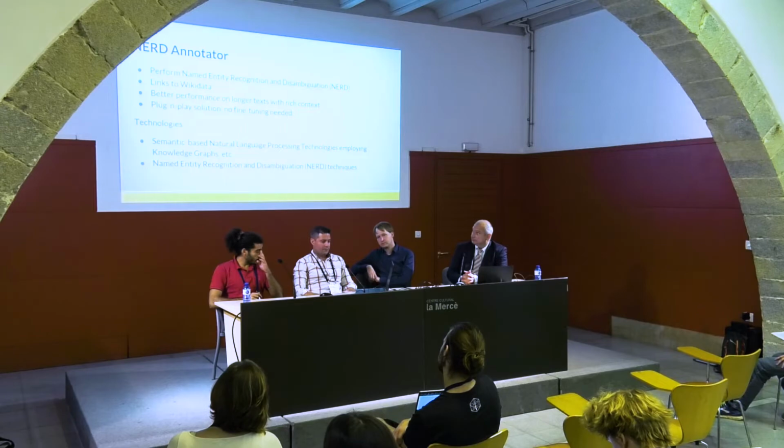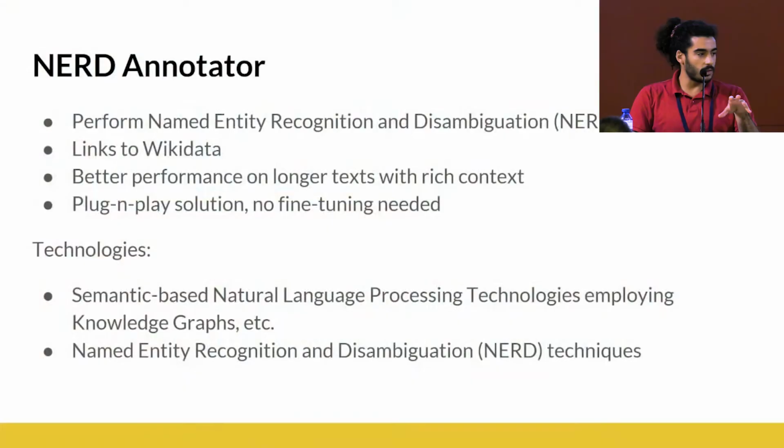First, we have the NER annotator, as said. Basically, it performs named entity recognition and disambiguation. What this means is that you have a text, and the tool itself finds the named entities. Named entities can be persons, place names, organizations, institutions. And then, after it finds some potential named entities, it tries to disambiguate to find the proper entities in a knowledge base. Our tool works with Wikidata.